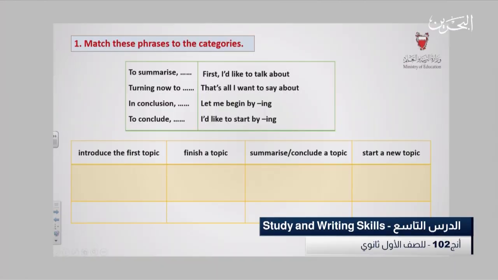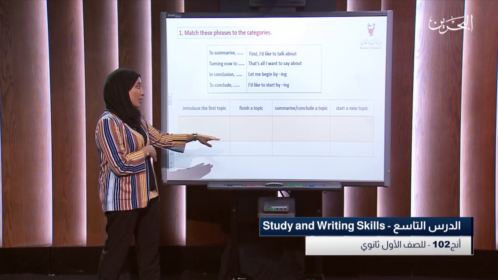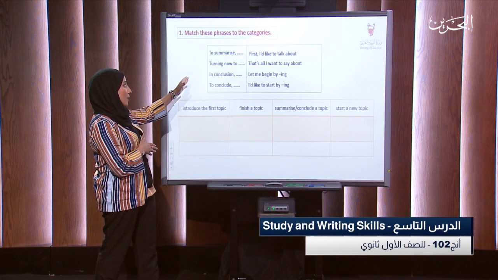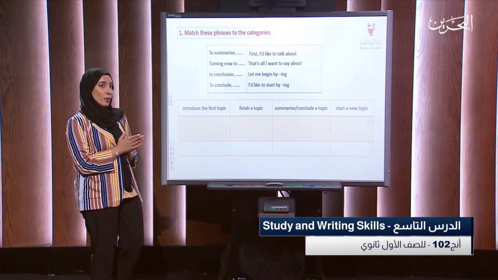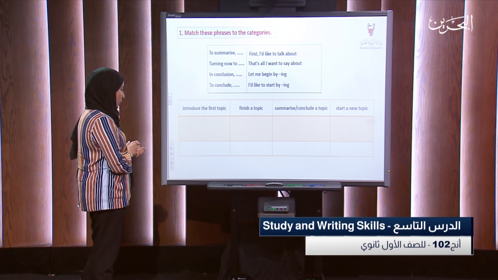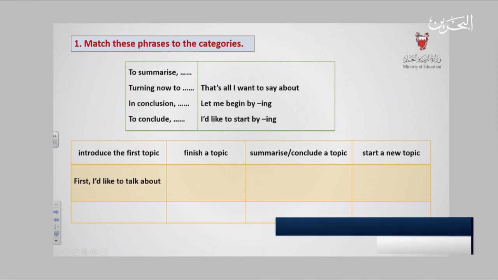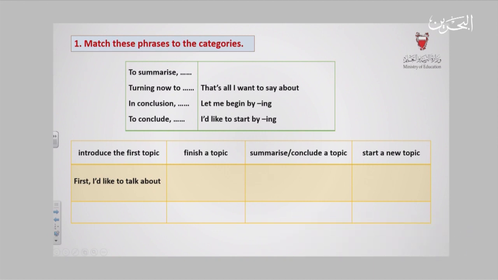So what I want you to do is recall by reordering the following phrases. We have introduce the first topic, finish a topic, summarize/conclude a topic, start a new topic. And there is, in the box, a number of phrases. What I want you to do is reorder them. For example, "first, I would like to talk about" is a statement or a phrase that we use to introduce a topic. Similarly, I want you to reorder the rest and match them in the correct place. I'll give you 2 minutes to do that.